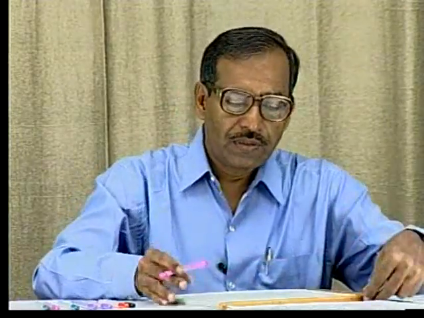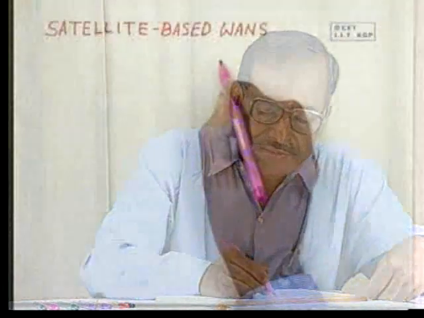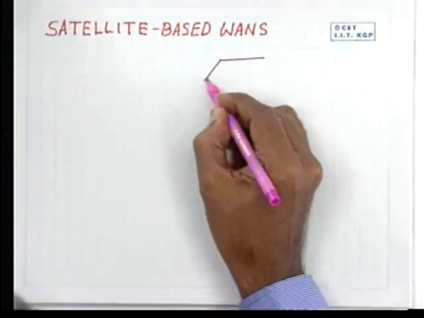There also there is a multi-access medium which has to be shared, and so we have to use some medium access control techniques. So I am taking this opportunity to discuss the medium access control techniques which are used in satellite-based wide area networks. Let us look at the scenario of satellite-based networks. We have a satellite in the sky, or a repeater in the sky, you can say.